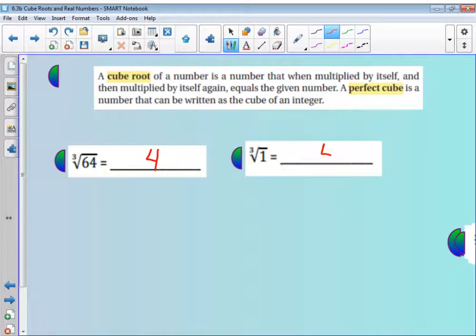You should have gotten 4 for the cubed root of 64. And sorry, I wrote 4, I meant to write 1. And 1 for the third root of 1. Remember, when you're doing these, you're finding what number times itself 3 times would give you the number underneath the radicand symbol.